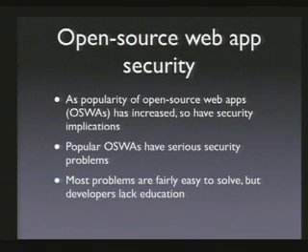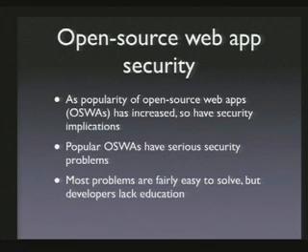So, current state of open source web application security. Basically, as the popularity of these open source web apps has increased, the security implications of them has too. A lot of popular web apps have some really serious security problems right now. We're seeing large levels of installs of things like phpBB, WordPress, things like that, and security problems with those are affecting lots and lots of people.